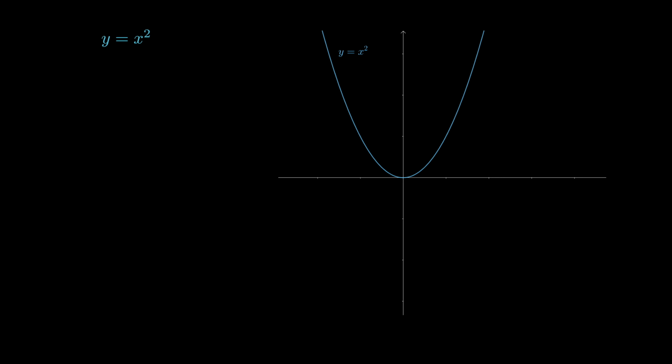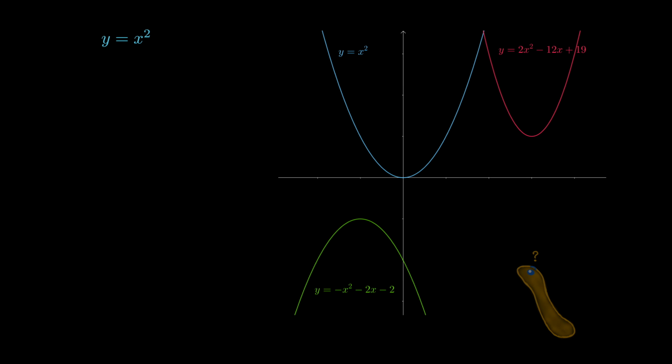You've seen the graph of y equals x squared before. It's called a parabola, a kind of symmetric U-shaped curve. Here are two more examples of parabolas, and you might think that, hey, they all look kind of similar. So you might guess that perhaps they're all related to y equals x squared in a simple way.